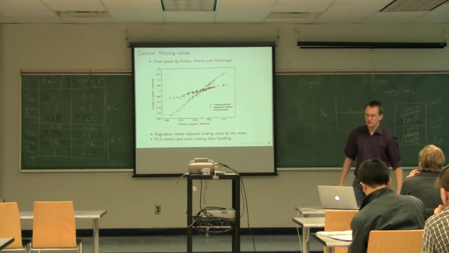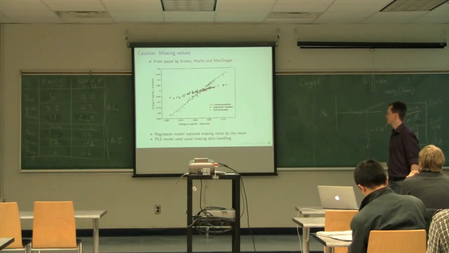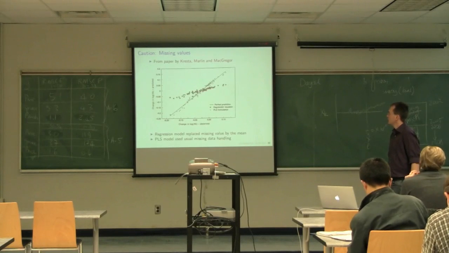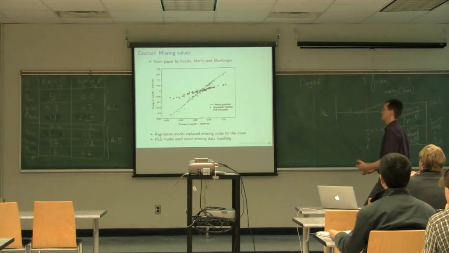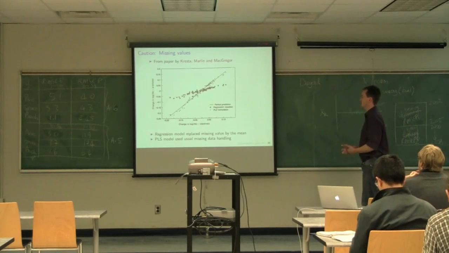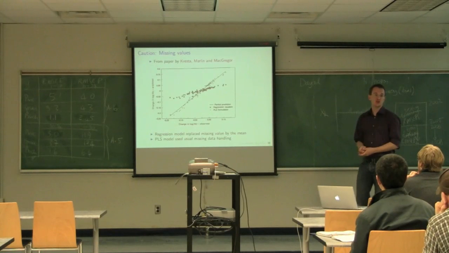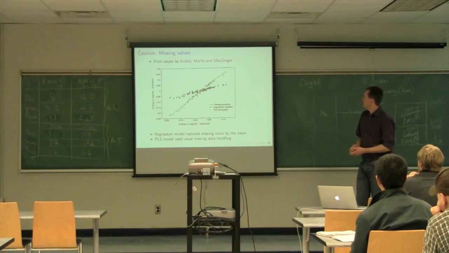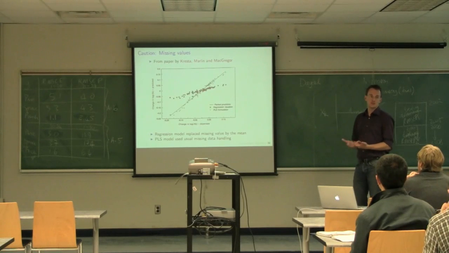Okay, just some other cautions here. The paper by Kresta, MacGregor, as I mentioned, is really worth reading. What they did in that article was they simulated data. So it was a distillation column. They used a simulator to generate a data set to do the work in the publication. And one of the topics they look at is the issue of missing data. What they did is they built a model, a PLS predictor, and they built a linear regression model predictor.